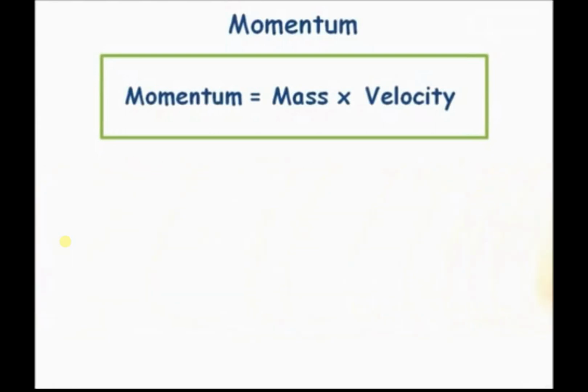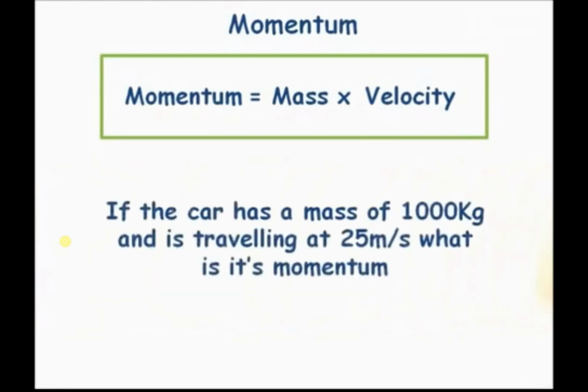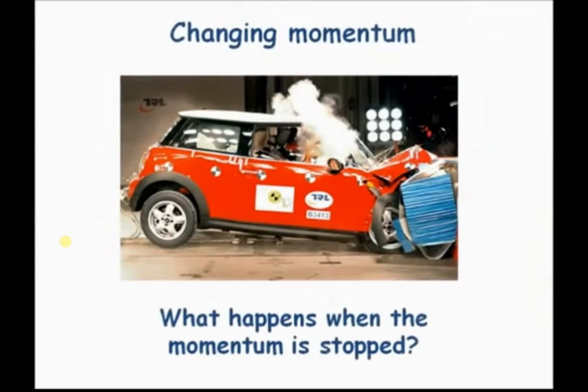If our car weighs 1,000 kilograms and it is travelling at 25 meters per second, what is its momentum? Without a calculator, in your head. Okay, 25,000 kilogram meters per second, or Newton seconds. That's right, you've got it. 25,000 kilogram meters per second.